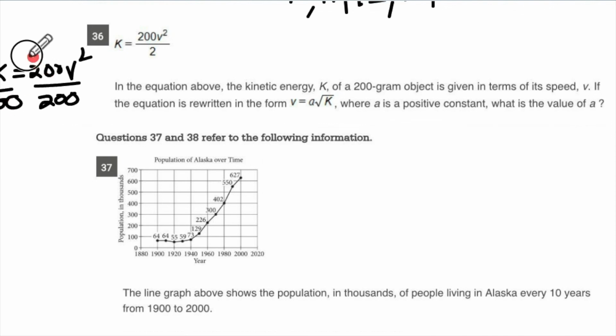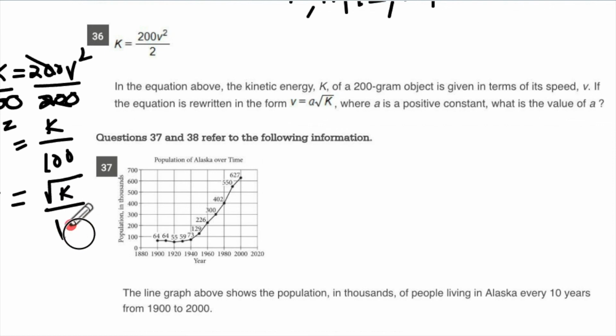I'm just going to flip it around a little bit. I'm going to put V squared here equals K over 100. And then I need V by itself, so I'm going to take the square root of both sides. So I'm going to get V, square root of V squared is V, square root of K over 10, right? And so they want to know what the A is, the value in front of the K. Well, it's going to be 1 over 10. So the answer is going to be 1/10. And you can also write it in decimal form, 0.1.